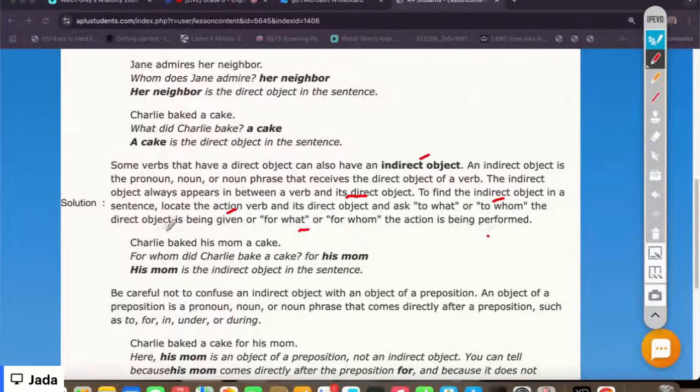Alright, so we have "Charlie baked his mom a cake." For whom did Charlie bake a cake? It will be for his mom. So he baked for his mom, right? Now his mom is the indirect object in the sentence.